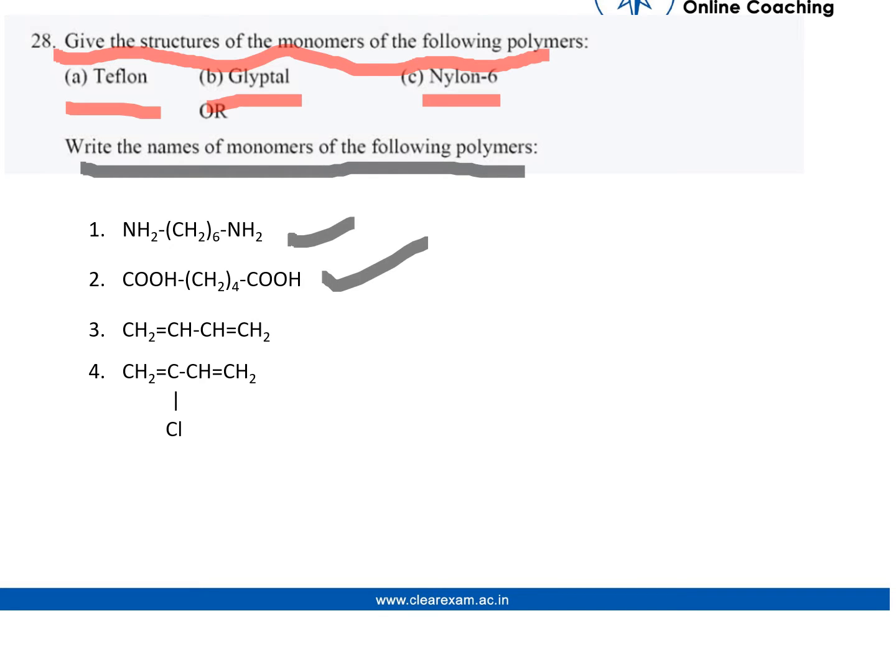We have NH2, (CH2)6, NH2. Then we have COOH, (CH2)4, COOH. Then CH2=CH, then again CH=CH2, and then we have CH2=CCl, CH=CH2.